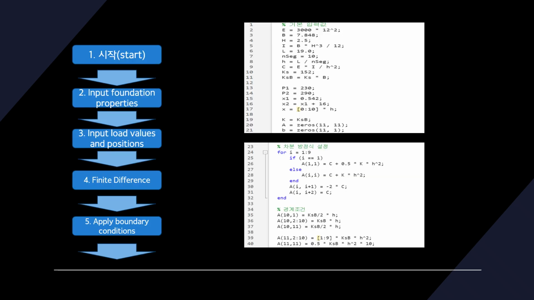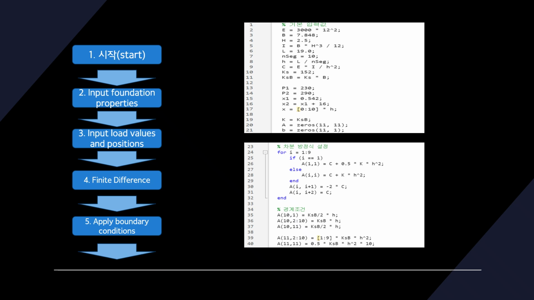Now I'm going to present our project, which involves developing a MATLAB program to analyze a combined footing on an elastic foundation. The goal is to model the foundation as a beam on an elastic foundation and then calculate the deflection, shear force diagram, and bending moment diagram. Since the foundation is supported by soil, we model the soil reaction as a series of springs. The beam is discretized into equal segments and each segment is supported by a spring. This is known as the Winkler foundation model.